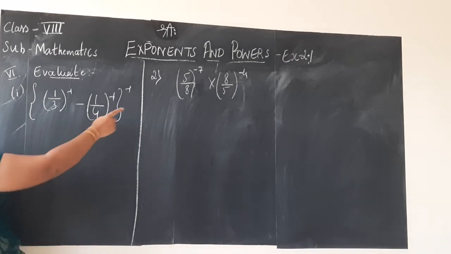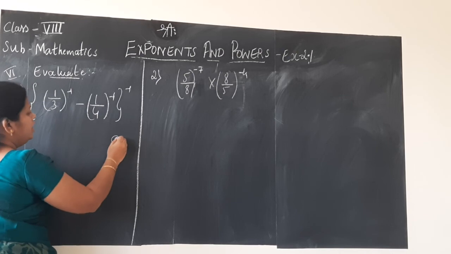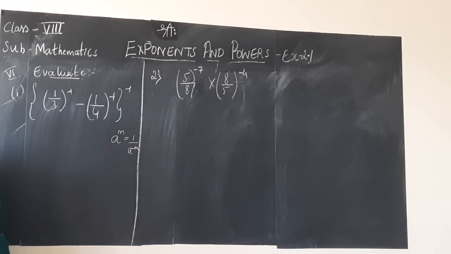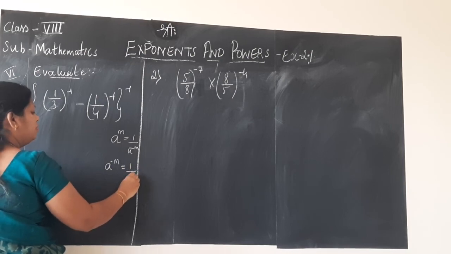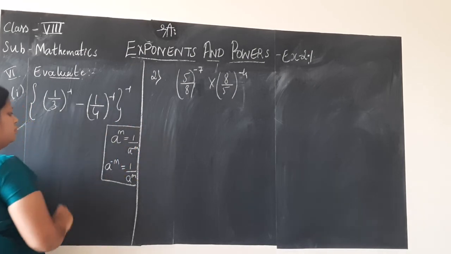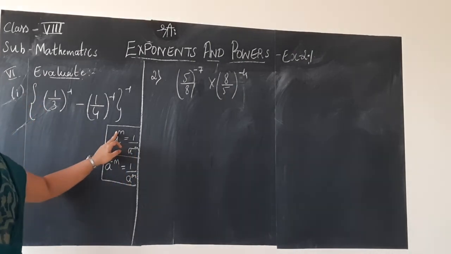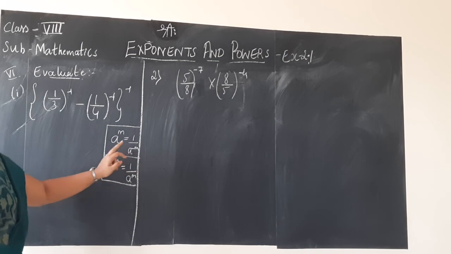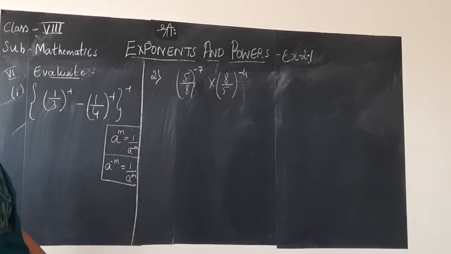How? Just now I solved the problem of the previous 5th. Any number, if it has the power -1, like a^m is 1 by a^-m, or a^-m is 1 by a^m. What I mean by these two laws is, children, any exponent in the numerator, if you send it to the denominator, the exponent will become minus. If any number has the exponent -1, when you send it to the denominator it becomes +1.